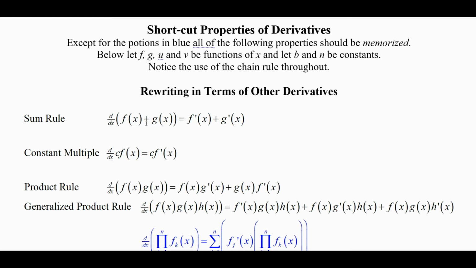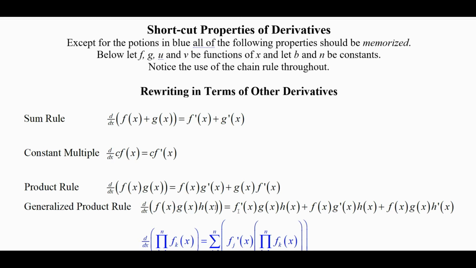So the sum rule that we just proved says the derivative of f of x plus g of x is f prime plus g prime. The derivative of a constant times a function is a constant times the derivative of the function, the constant multiple rule. The product rule gets a little bit more complicated. The derivative of f times g is f times g prime plus g times f prime. First factor times the derivative of the second factor plus the second factor times the derivative of the first. And this generalizes to 3 or more terms.